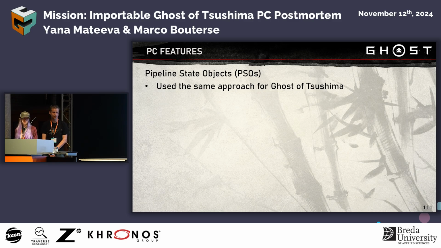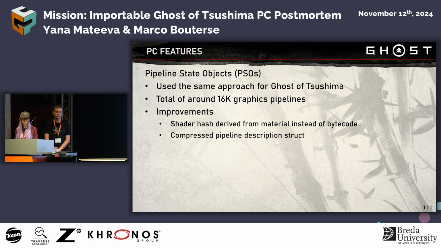We ended up using the same approach for this game. We were very fortunate. We ended up with around 16,000 graphics pipelines, which is very, very reasonable. We did make a few improvements. We could derive the shader hash from the material and its features instead of the bytecode, so we didn't have to beg and plead with QA to collect new pipeline descriptions for us whenever we made shader changes, which was often. And we also compressed the pipeline description, so our hashing was much faster.